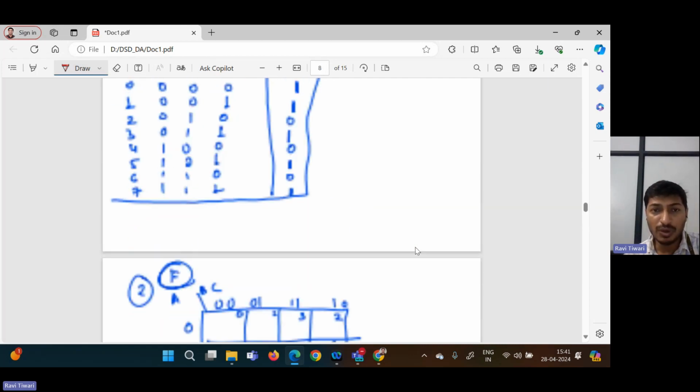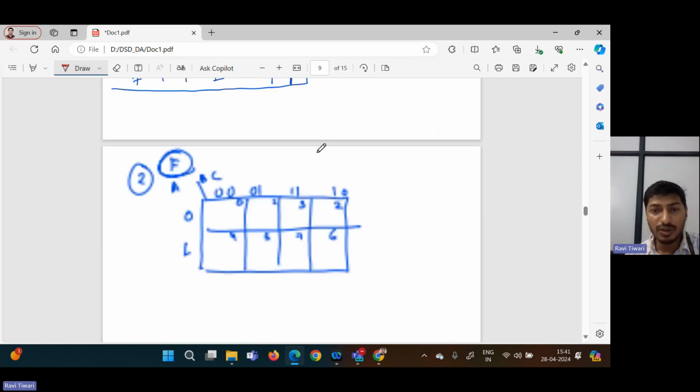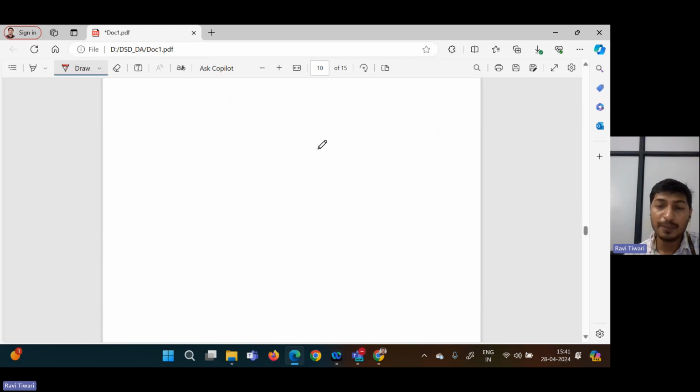Now we have followed all the 5 steps that are required to design the PLA: draw the truth table, minimal SOP, number of input buffers, number of programmable AND gates, and number of fixed OR gates. We already calculated them. Now we will use these 5 values to implement the circuit. Always start with a buffer. As we require 3 buffers, I am using them here: 1 buffer for A, 1 buffer for B, and 1 buffer for C.